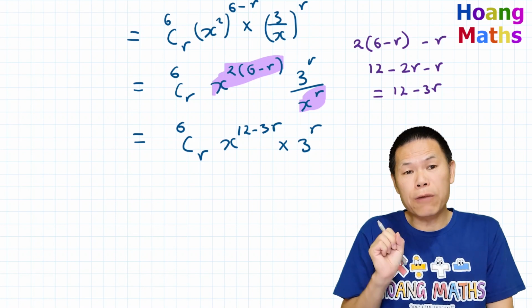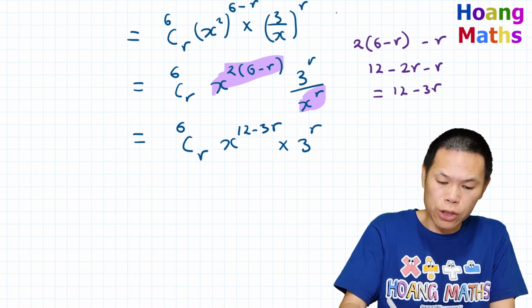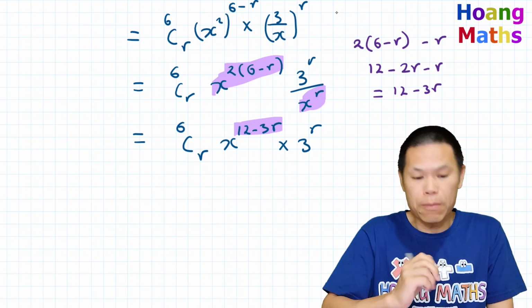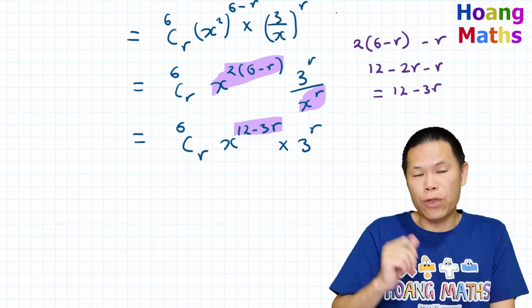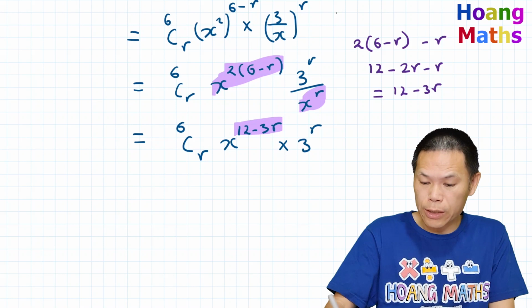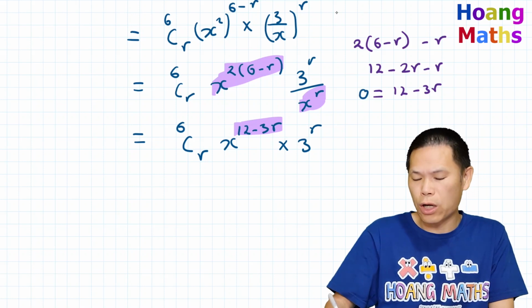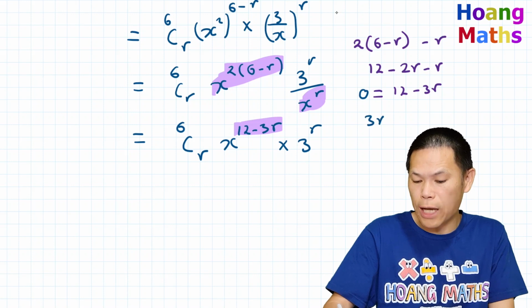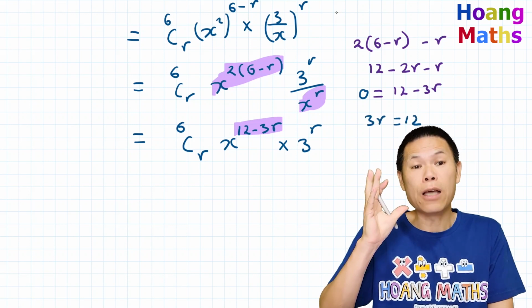And we want x power of 0. Remember, that is the constant term. So this means that 12 minus 3R must equal 0. Let me just quickly work on it here. We move the 3 to this side and it becomes positive. 3R is 12. R is 4.